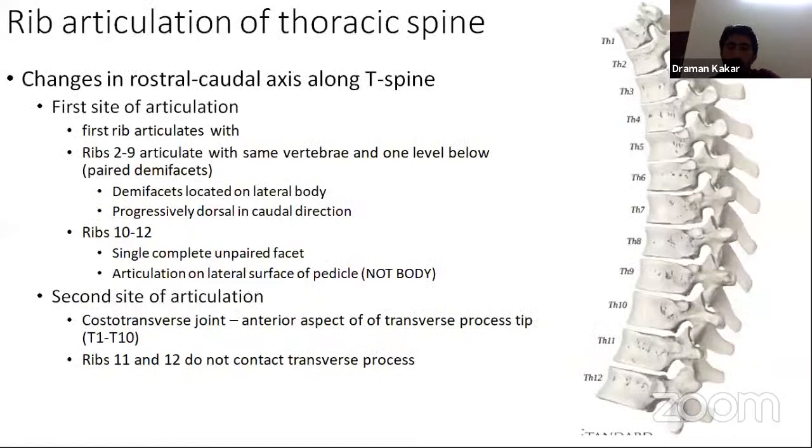Now, the ribs articulate with the likewise numbered vertebra at the superior articular facet and the one level below at the inferior articular facet, except the first rib and the 10th rib and the 11th and 12th ribs that have only one articulation with the vertebral bodies, because these are atypical vertebrae and they have a single demi-facet for articulation with the likewise numbered vertebrae.